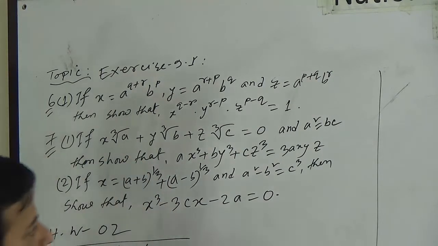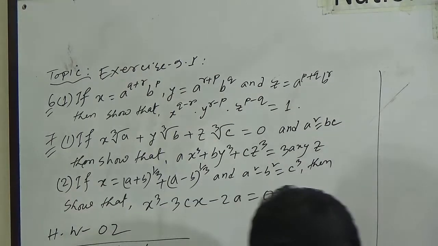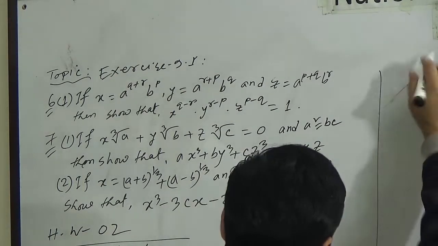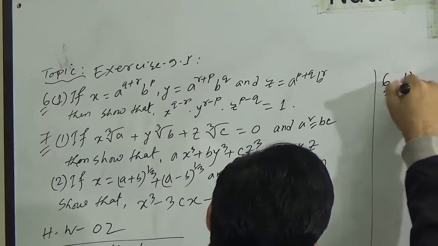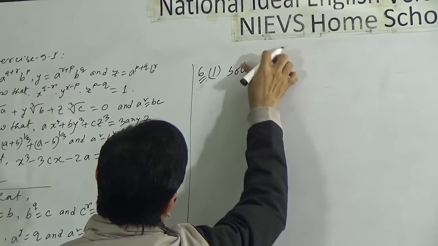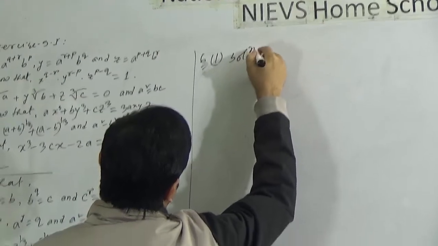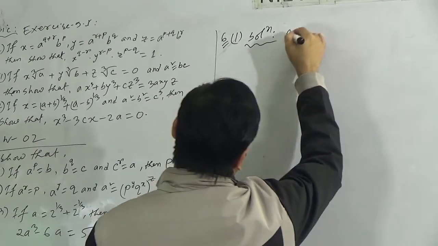As we need to show this, we can write at first the given information and then complete the solution from the left hand side. So we are writing here 6.1 solution. Here we can write the given information.